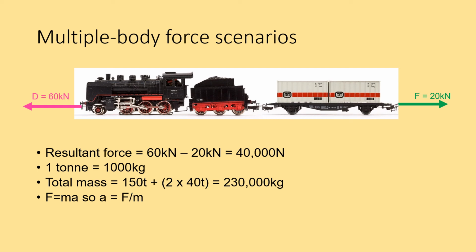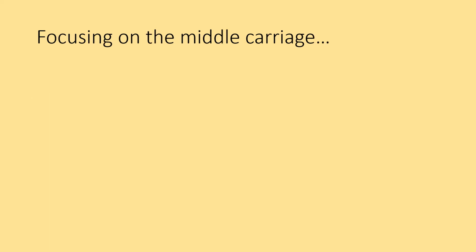Force is mass times acceleration, so acceleration is force divided by mass. So we now have a resultant force and we have a mass. So we end up with 40,000 divided by 230,000, which shows that this train with this setup is accelerating by 0.174 meters per second per second.